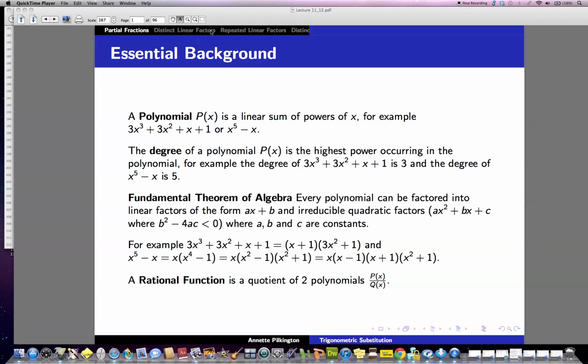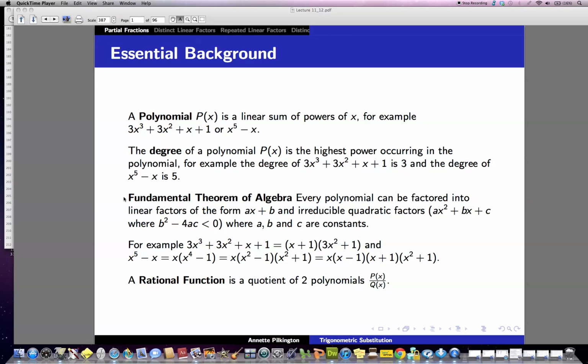Remember, a polynomial is just a linear sum of powers of x, and its degree is the highest power of x appearing in its expression. So, for example, x to the 5 minus x is a polynomial of degree 5.